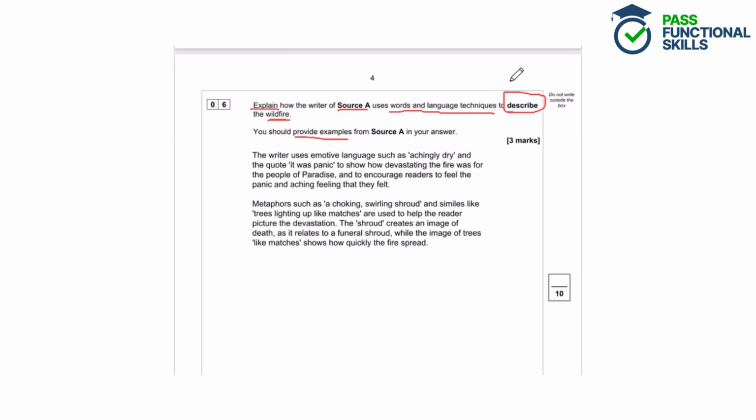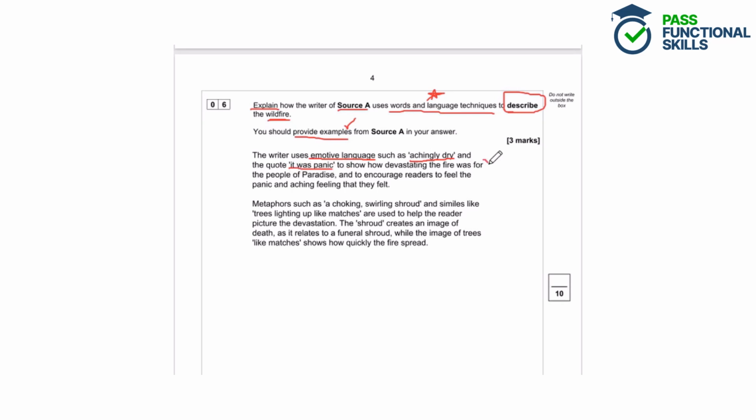So, why is this a good answer? The student identified straight away a language technique. "Achingly dry" is a direct quote from the text, so they're providing examples. And they've also used another quote here, "It was panic." And these are both good examples of emotive language. You can see aching, that's to do with emotion, and so is panic, to show how devastating the fire was for the people of Paradise.